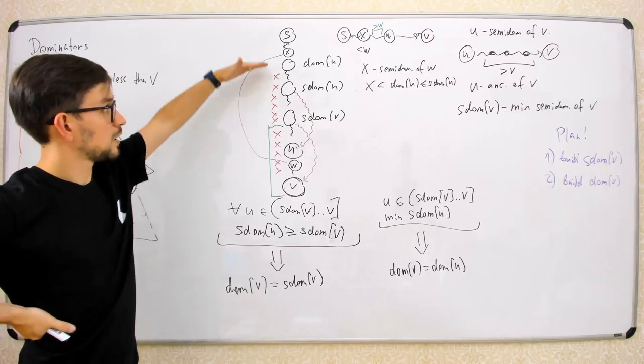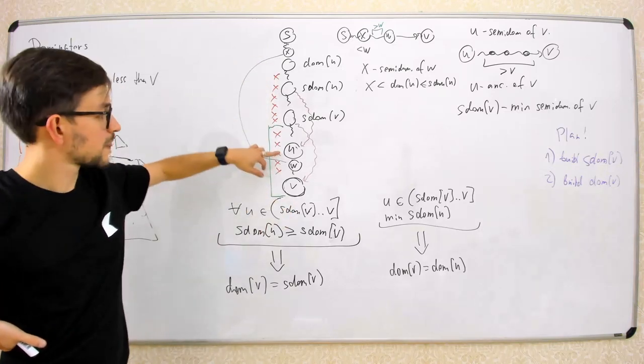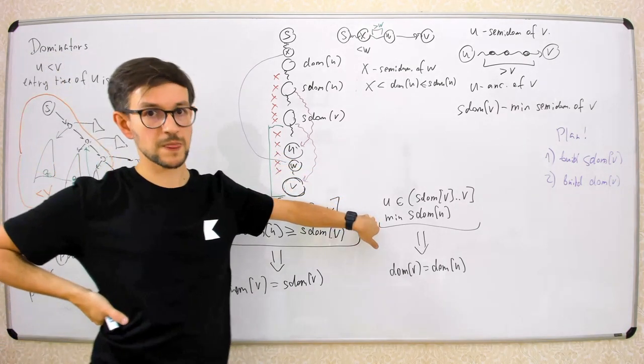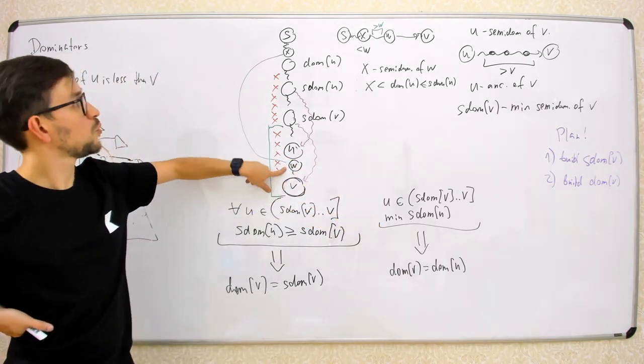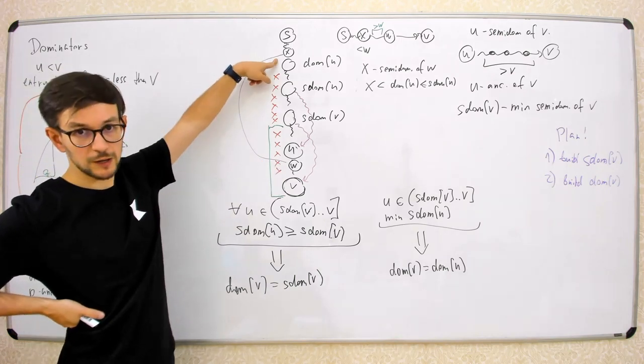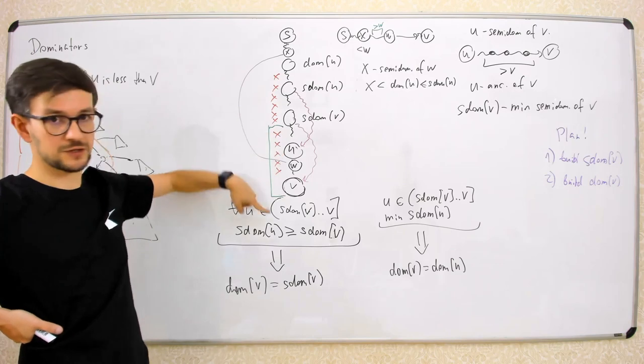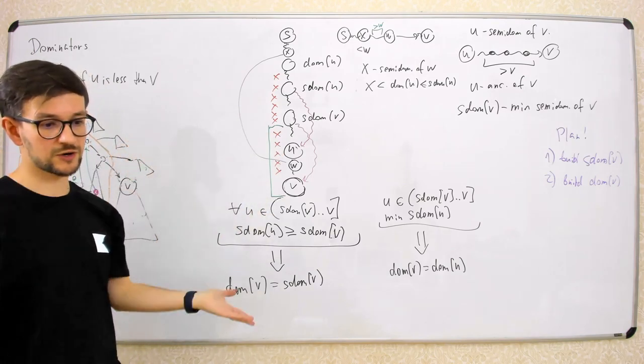Yep. And now we have a contradiction, because for this node U, this is the node with minimal possible semi-dominator. But we have node V, which has semi-dominator above this point. So U does not have a minimal semi-dominator in this range. Now we have a contradiction.